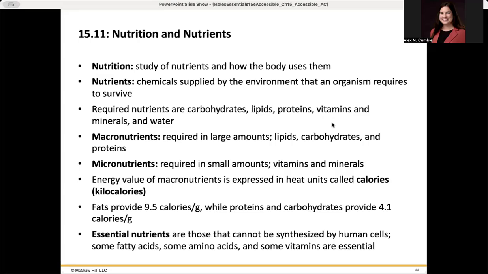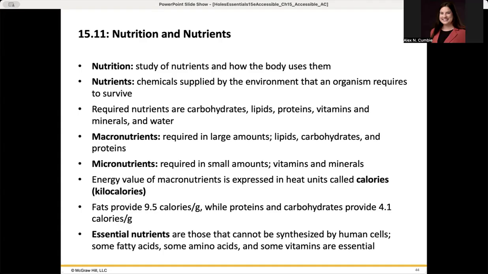This is part 2 of chapter 15, where we go over nutrition. So there's a lot of definitions here. If you're making note cards as you go through these chapters, definitely make note cards on these terms. Nutrition is the study of nutrients and how the body uses them. We'll be going over a few examples of this.